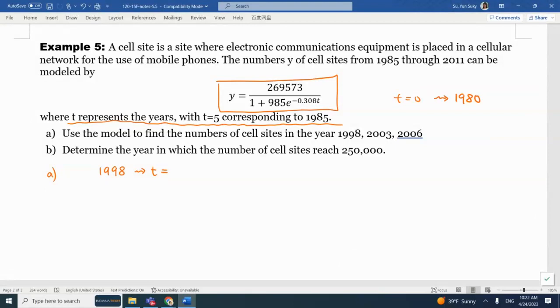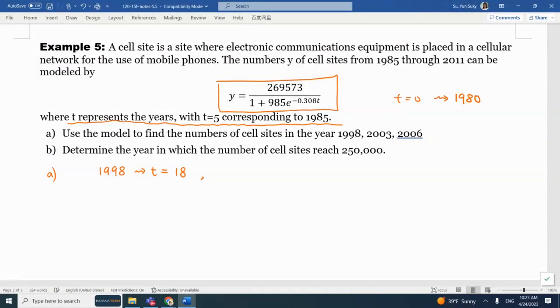Why are we using 1980 and not 85? Oh, because this is 5. One T equals 1 year. Yes. The unit of T is years. T is the number of years after 1980. Okay, so I have to use 1998? Oh, because the problem asked you to find the cell sites in 1998, and in 2003, and in 2006. So you find it. Yeah, T is 18 here.